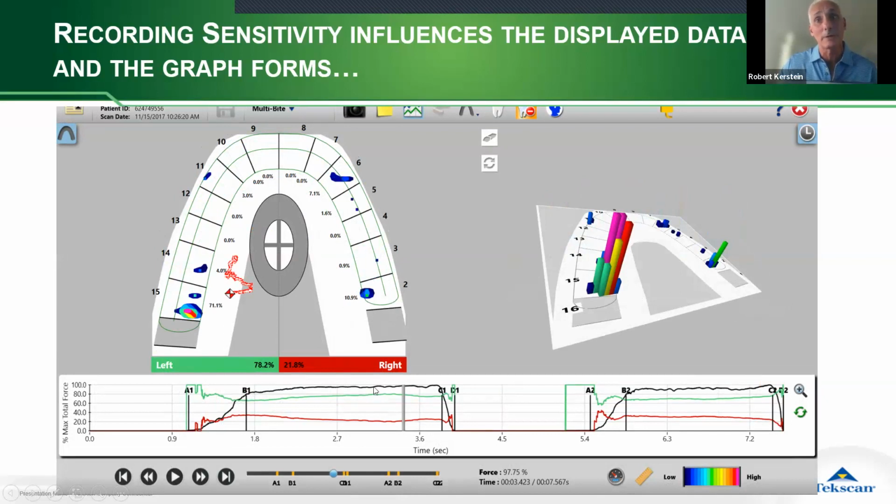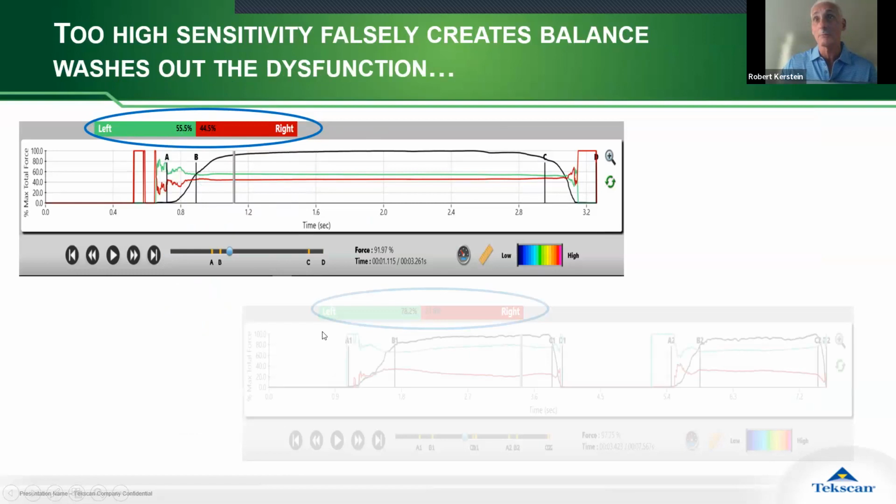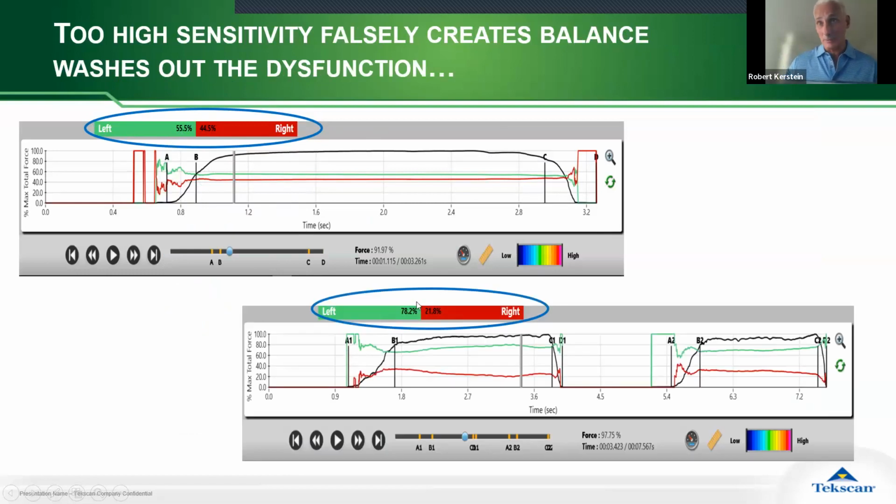Their mandible is wavering. And the sensor can pick that up, but only if the right amount of pink is on the screen. So this is the same patient you just saw, 55-45, and yet it's actually 78-21 when you record at the correct level. So again, to reiterate, high sensitivity falsely creates balance. Here you see the red and green lines are very close together, only 5% differential, and it washes out the dysfunction. With the correct sensitivity, only 1 or 2 pinks, you see this patient struggling to bite down in both bites they make.